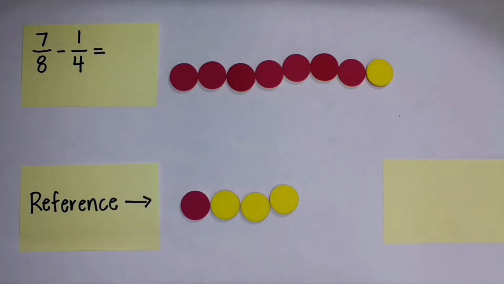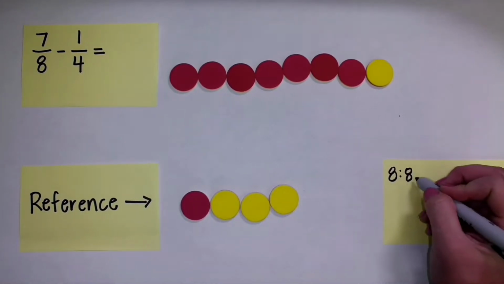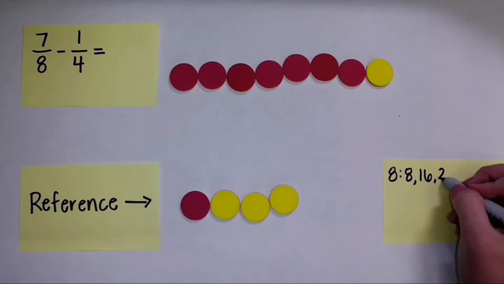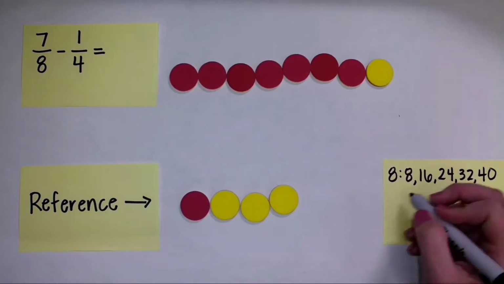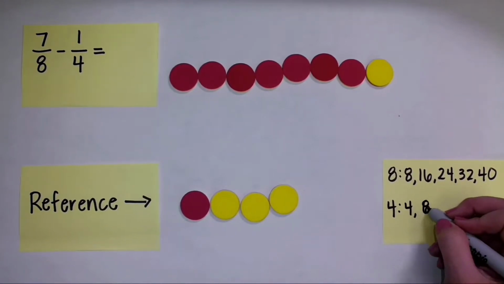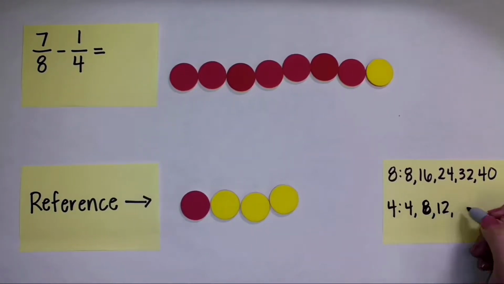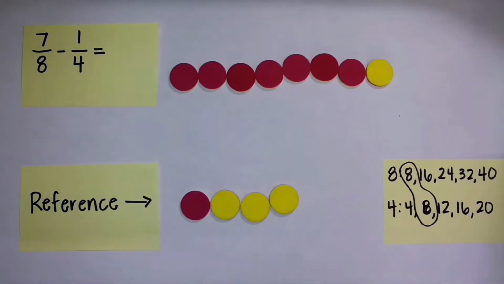So here's where we need to find common denominators. So I'm going to list out the multiples for 8. And I'm going to list out the multiples for 4. And then, oh, it's not 6, it's 8, Sarah. Oh my goodness. All right, so what is the least common multiple? The least common multiple here is 8.